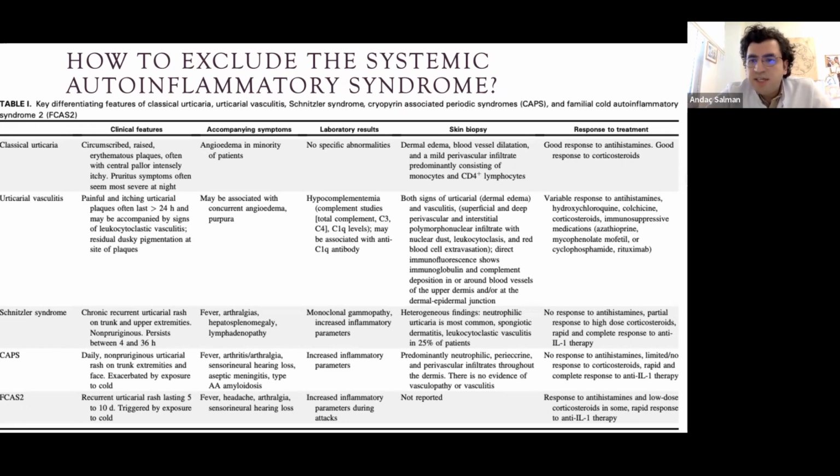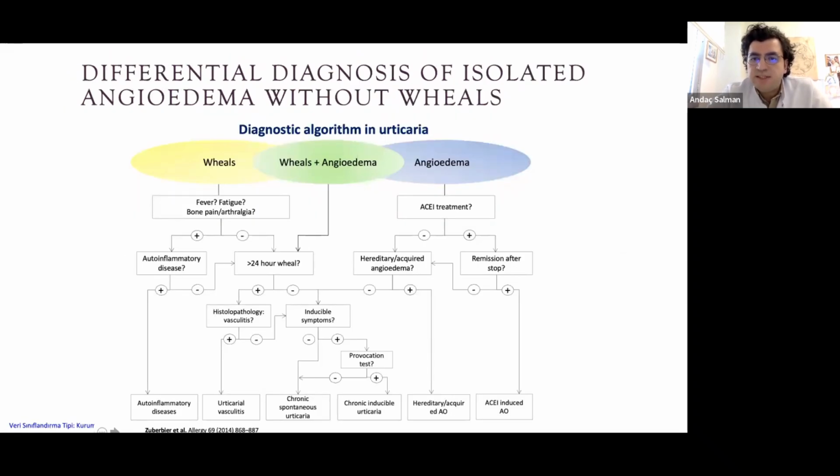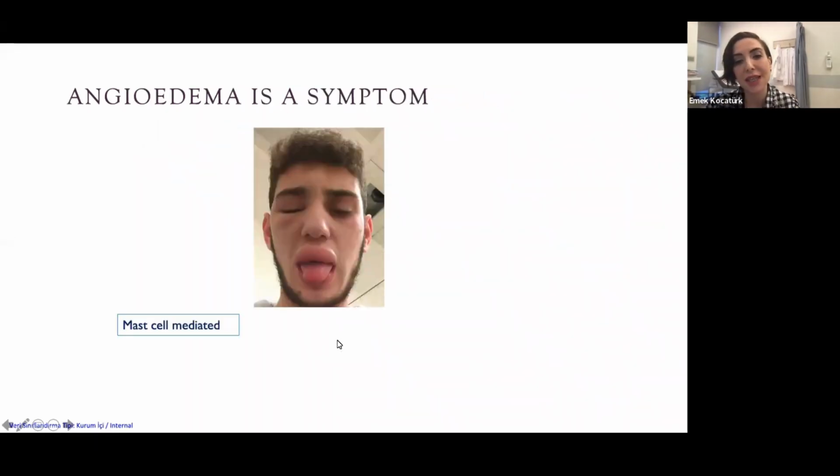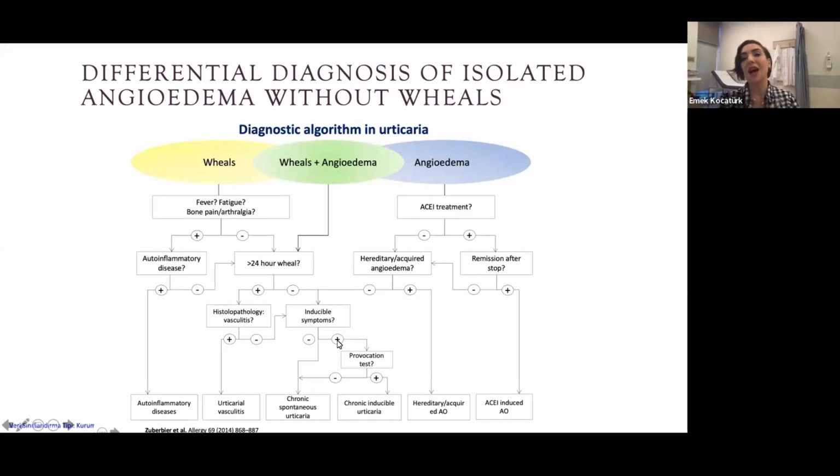So other than urticaria, what conditions can we think of in such patients? Yes, Andaç, you are right. Angioedema usually accompanies chronic urticaria patients. We see angioedema in half of our chronic urticaria patients, but sometimes chronic urticaria can manifest only with angioedema. It's 10% of the patients.